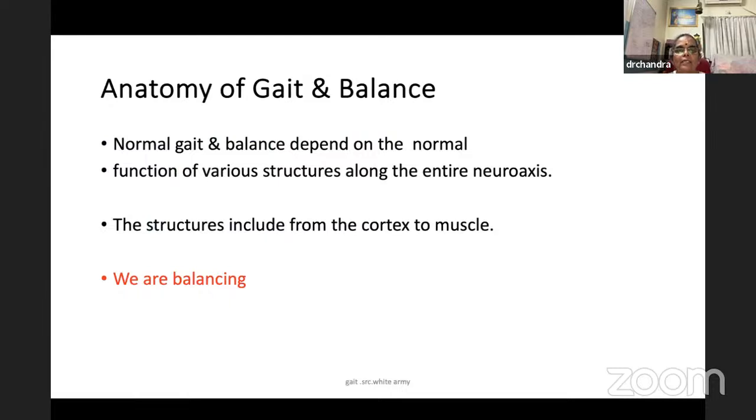So normal gait and balance, therefore, we saw how it is evolving from normal gait to old age. How it started in intrauterine life in the 10th week of gestation to old age we have seen, and normal gait and balance thus depends on the normal function of various structures along the entire neuroaxis, from the muscles to the cortex. The structures include from the cortex to the muscles. So we are balancing on a very complex input-output panel.